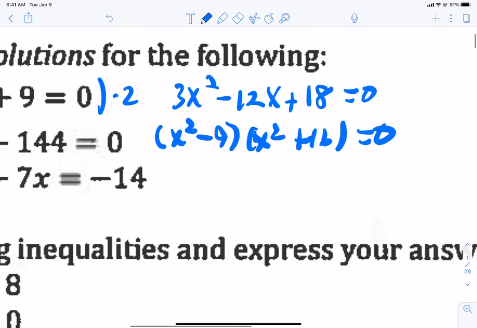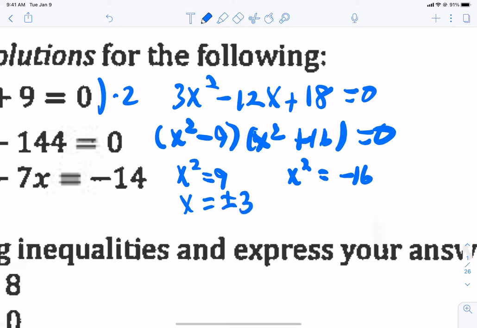Now here's where the complex solutions come into play for number 2. Normally we think, oh yeah, this one's factorable, but this one is not. If you solve them each individually, this one gives you x squared equals 9, and this one gives you x squared equals -16. So this gives you plus or minus 3, and this gives you plus or minus 4i. That's where the complex solutions come into play. Make sure that if you get a square root of a negative, you just evaluate it like normal and then throw an i on your answer.